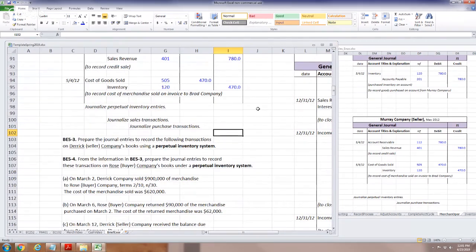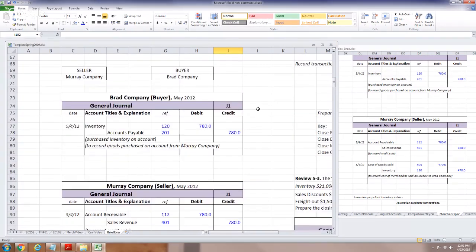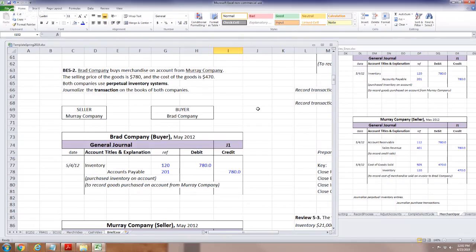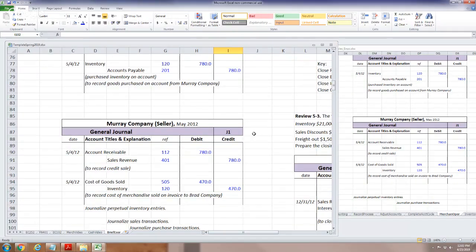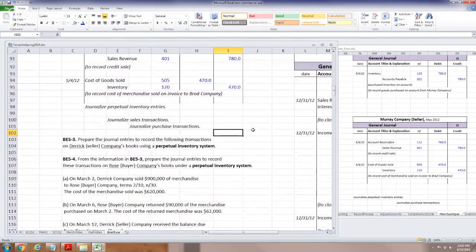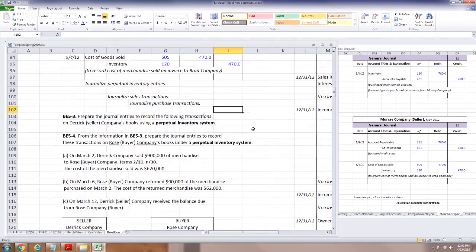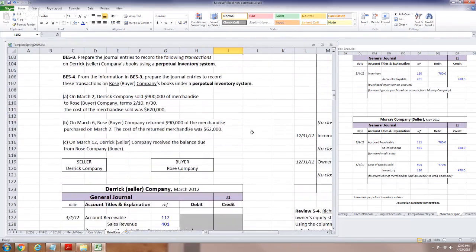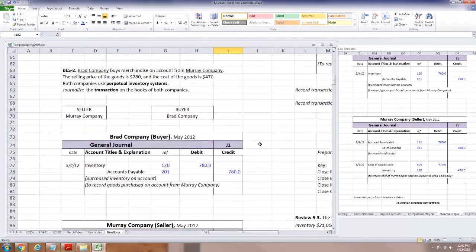So 3 and 4 now, because that was number 2. Okay, this was just the selling price and the cost of goods sold, and how the buyer journalizes, how the seller journalizes. The dates have to match, and all the detail needs to match. 3 and 4 together says prepare the journal entries to record the transactions from Derek, seller, on the company's books using the perpetual system. Prepare the journal entry to record the buyer's. So 3 and 4 is seller and buyer again. We're looking at that one more time.